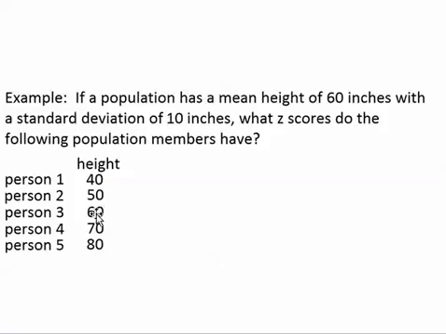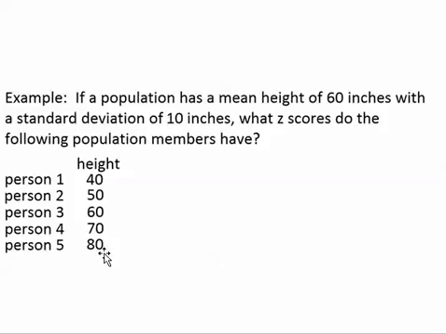This person who has a height of 60 inches is right at the mean, so this person has a z-score of 0. This person who's 70 inches tall is 1 standard deviation above the mean, because if you start at the mean of 60 and go up by 10 one time, you get to 70. So this person who's 70 inches tall has a z-score of +1. This person who's 80 inches tall is 2 standard deviations above the mean, because if you start at the mean of 60 and go up by 10, and then you go up by 10 a second time, you get to 80. So this person who's 80 inches tall has a z-score of +2.